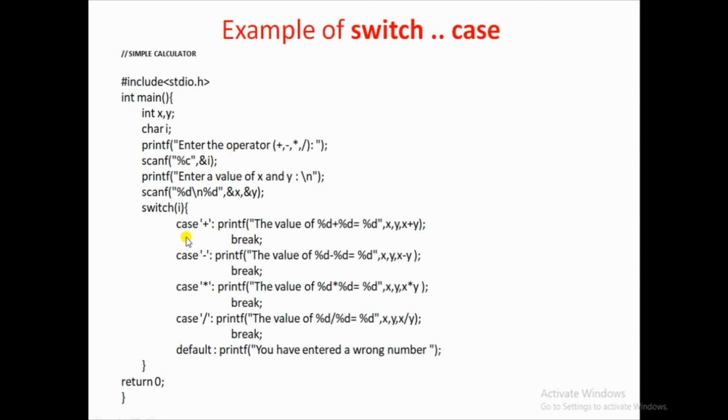So I entered 4 cases, that is addition, subtraction, multiplication and division. Whenever we write these operators, we have to enter them in single quotation marks, because they are stored inside the character variable, otherwise it gives me an error. If the operator does not match with these 4 labels, it prints a default message that you have entered a wrong number or operator. So we try this code.